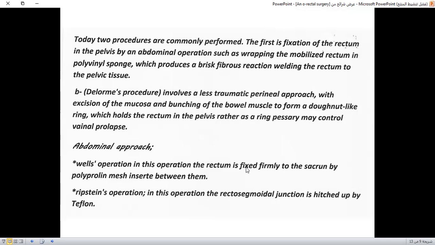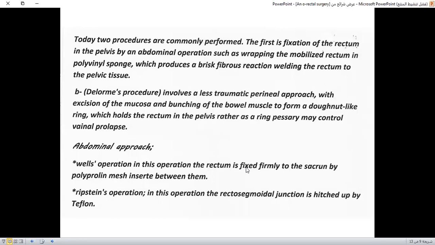B. Delorme procedure involves a less traumatic peritoneal approach, with excision of the mucosa and punching of the bowel muscle to form a donut-like ring, which holds the rectum in the pelvis. A pessary may control vaginal prolapse.